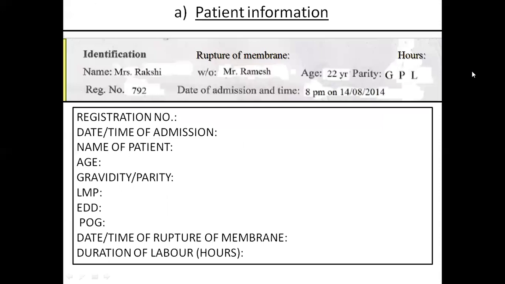So first one is patient information, which is mentioned at the top of the graph. Here registration number, date and time of the admission, name of patient, age, gravidity, parity, LMP, EDD, POG, means period of gestation, date and time of rupture of membrane and duration of labor should be mentioned at the top of the graph.